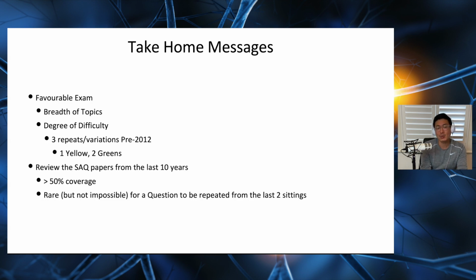Okay. I think what made things challenging for this exam, even though it's a favorable exam, is that 3 of the repeat variations were pre-2012, so over 10 years ago. So 1 yellow, 2 greens. And look, I've always said to review the short answer question papers from the last 10 years. In the first sitting, they would have given you 70% coverage of all the questions here. This time around, it would have been over 50% coverage.